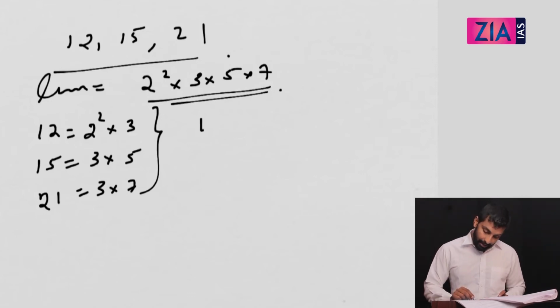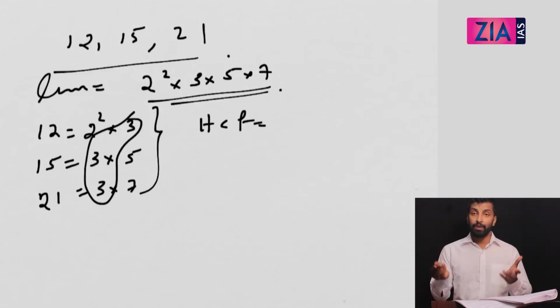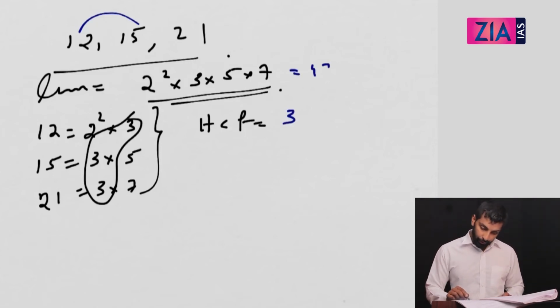Okay, what is your HCF? HCF will be the common number, that is 3. Or without prime factorization, how will you find it? Just take the difference. 12 and 15, 3 is the difference. And you can check: 12 by 3, yes. 15 by 3, yes. 21 by 3, yes. So your HCF is 3. Now, this LCM is 420, right?